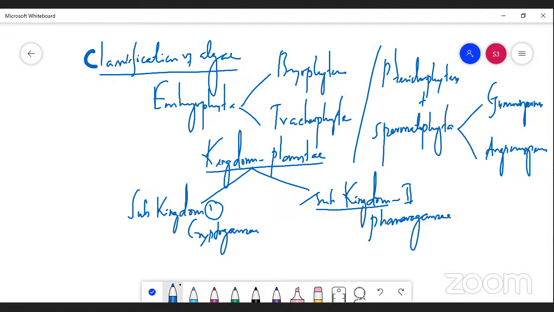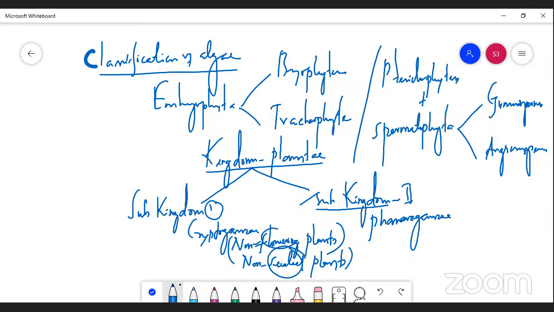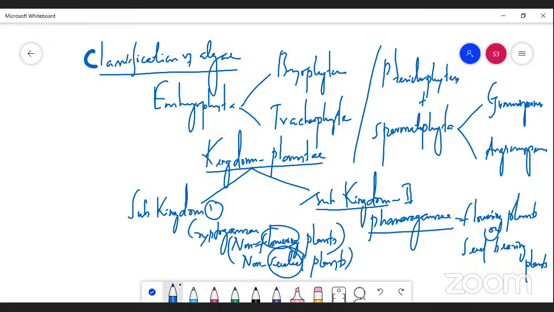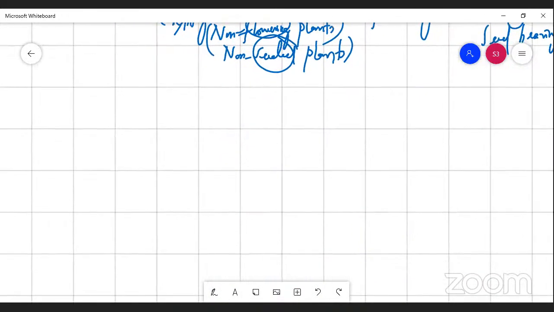So what is the meaning of cryptogamia? Non-flowering plants. Non-flowering plants are also known as non-seeded plants because they are not responsible for producing flowers or seeds. Phanerogamia is nothing but flowering plants, also known as seed bearing plants, because they are responsible for producing flowers as well as seeds.